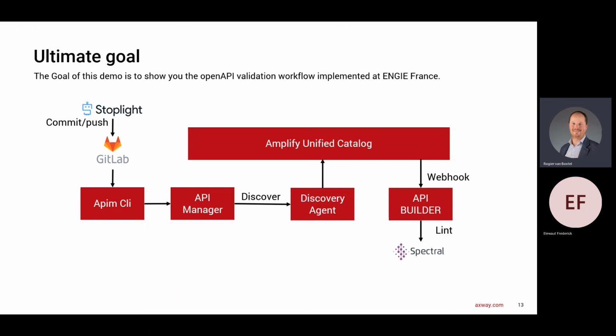In fact, I have created a small flow which is going to do linting. It's going to check that definition file to see if it's okay. If everything is okay, then it's going to update some description on the API inside of the unified catalog. So that's in fact a completely automated way.